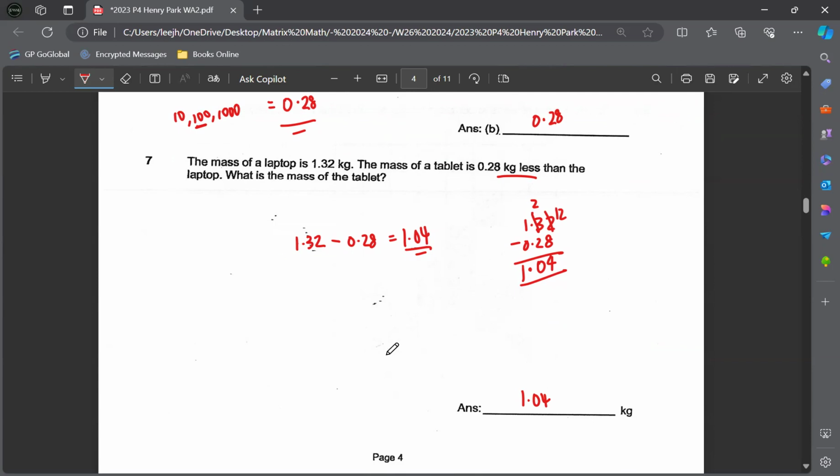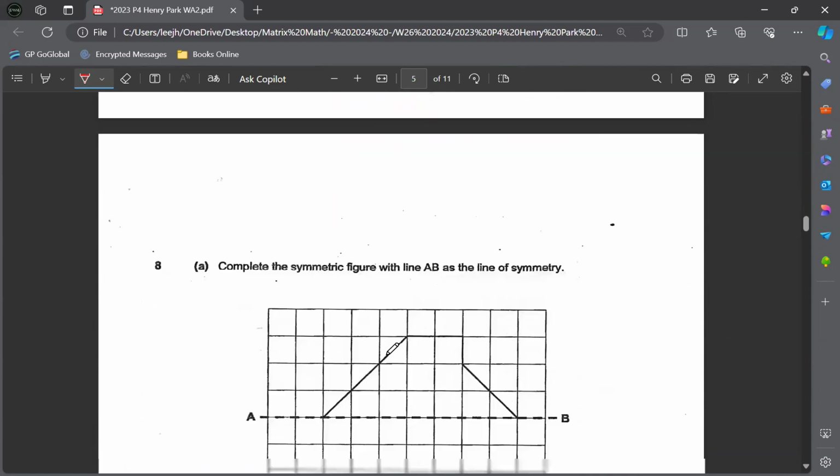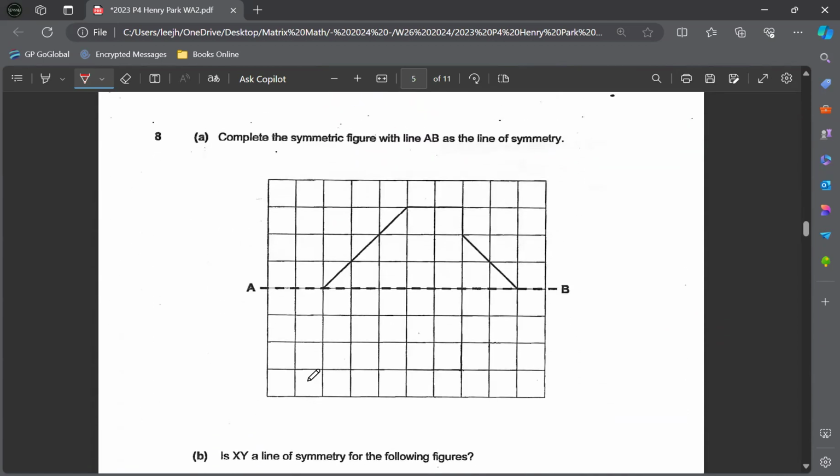Question 8. Oh, alamak, drawing again. Complete the symmetric figure with line AB as the line of symmetry. So this line. I need to draw the other one. When you draw, you start from 1 point, from the line of symmetry, this one. So I'm going to draw this way, right? Because when you count the other points here, it's 1, 2, 3 lines away from the symmetric line. 1, 2, 3. So this is the one.